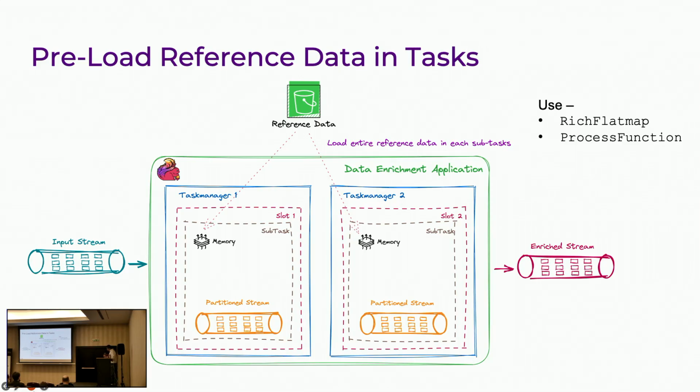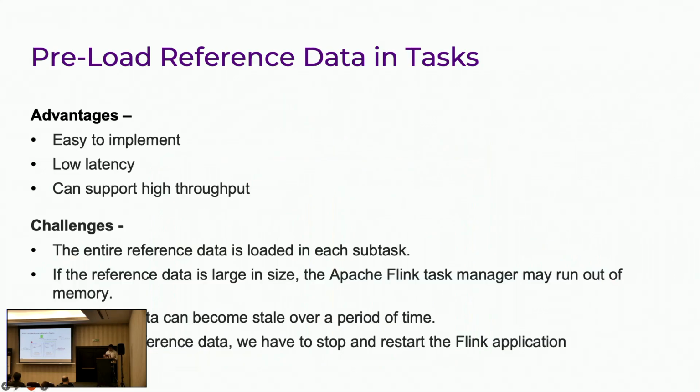That means when the Flink application starts, it loads the reference data from S3, let's say, into the subtask memory, and for any input data coming in the stream, we can enrich it from the memory and send it as an enriched stream. You can use either a rich flat map or a process function to do this particular operation.